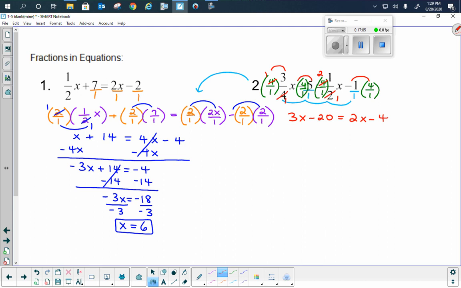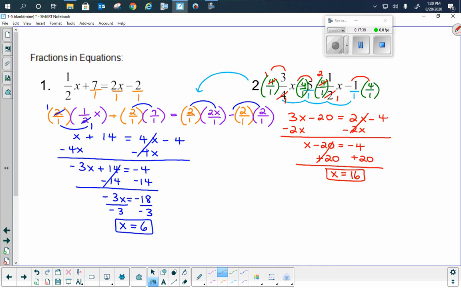I'm going to move the x's to the left, which means I'm going to subtract 2x on both sides. So I'm now sitting at 1x left minus 20 equals negative 4 on the right-hand side. And then if I add 20 to both sides, that's gone. So x equals 16. Again, this is just an algebraic problem, so x is just a regular 16. Okay.